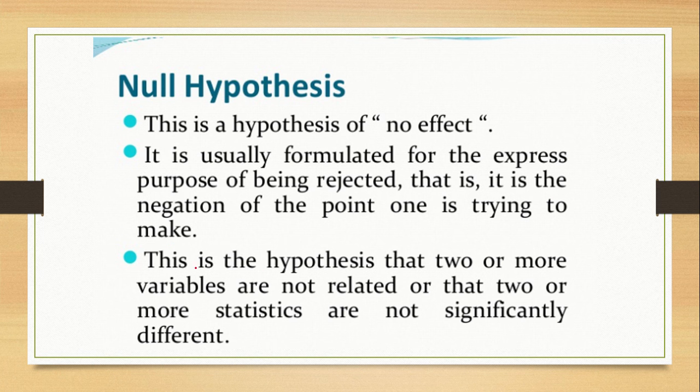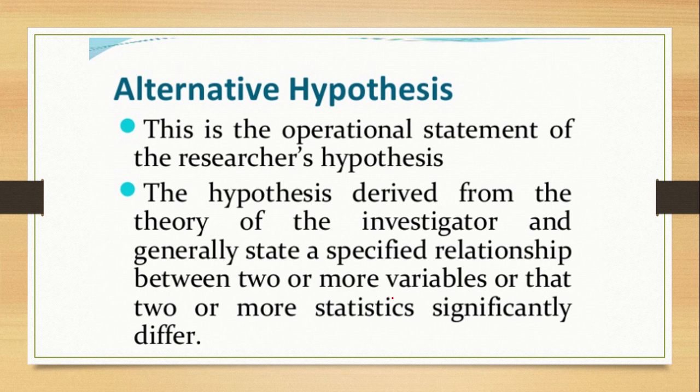Okay, then this is the hypothesis that two or more variables are not related, or that two or more statistics are not significantly different. So that's for the null hypothesis. For the alternative hypothesis, this is the operational statement of the researcher's hypothesis. The hypothesis derived from the theory of the investigator and generally states a specified relationship between two or more variables, or that two or more statistics significantly differ.